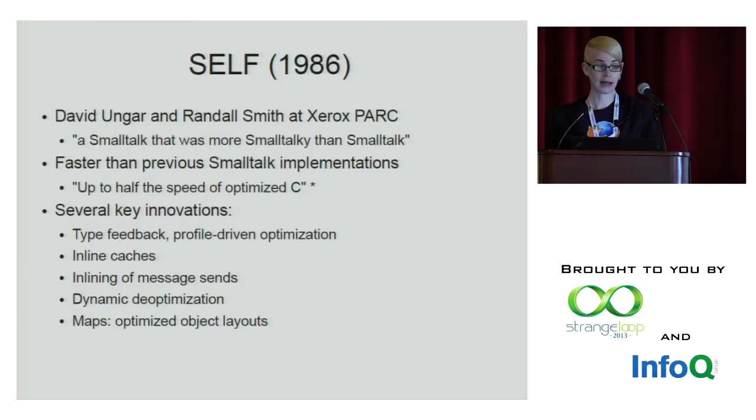So they claimed up to half the speed of optimized C. And this was due to several key innovations like type feedback and profile-driven optimization. So this idea that you can let your program run for a while and observe the types that actually occur in your program and then generate better code based on the types that you observed. They also had inline caching to speed up property accesses, inlining of message sends, and dynamic de-optimization. And finally, maps, which are really crucial for dynamic languages to optimize object layouts.